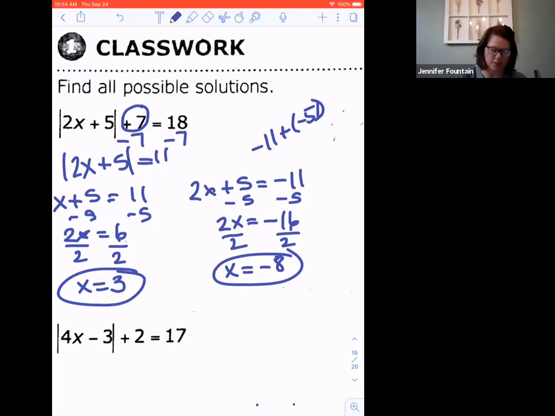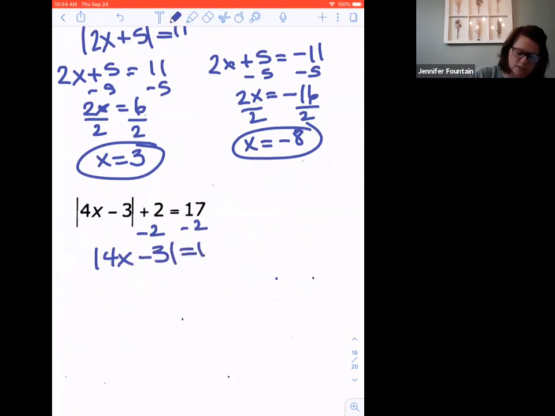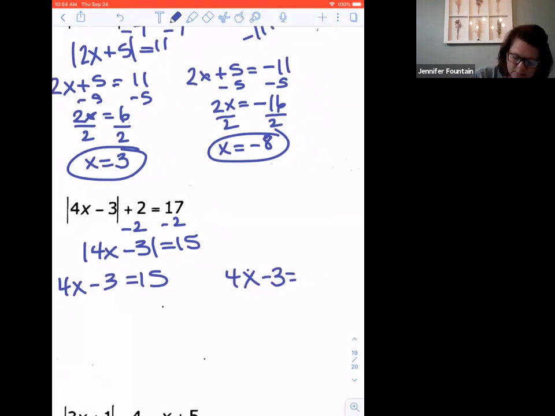Okay, let's look at the next one. The absolute value of 4x minus 3 plus 2 equals 17. Step 1, isolate the absolute value. Go ahead and do that. Isolate the absolute value. I'm going to subtract 2 from each side. So I have the absolute value of 4x minus 3 equals 15. Okay, let's go ahead and write our 2 equations. 4x minus 3 equals 15, and 4x minus 3 equals negative 15.